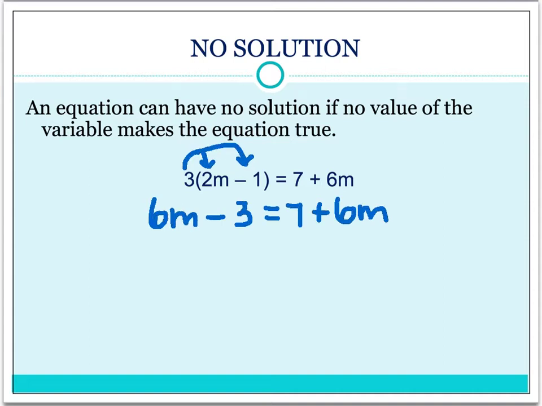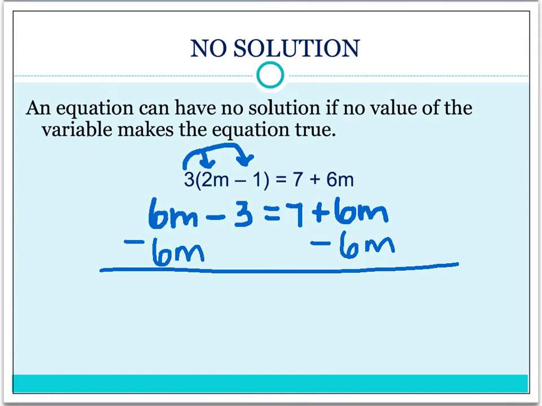I'm going to take the 6m from the right-hand side, and I'm going to move it over to the left-hand side. And I do that by undoing the addition that is in front of that 6m. I'm going to subtract 6m from both sides. Now watch carefully what happens here. 6m minus 6m, those disappear. I'm left with a negative 3 on the left-hand side. That equals 7 on the right-hand side, and those 6m's also cancel out.